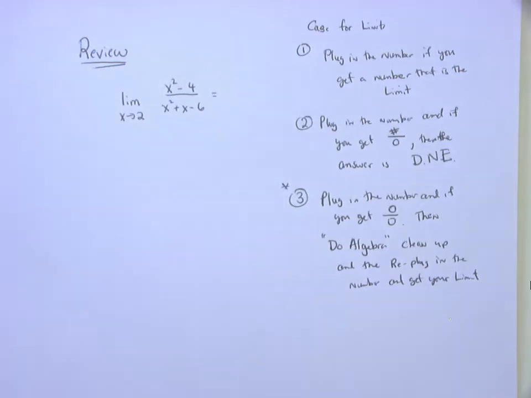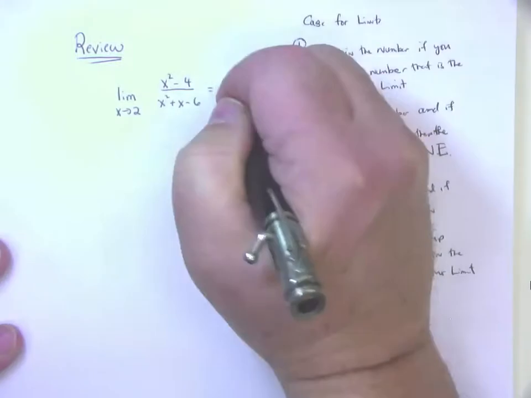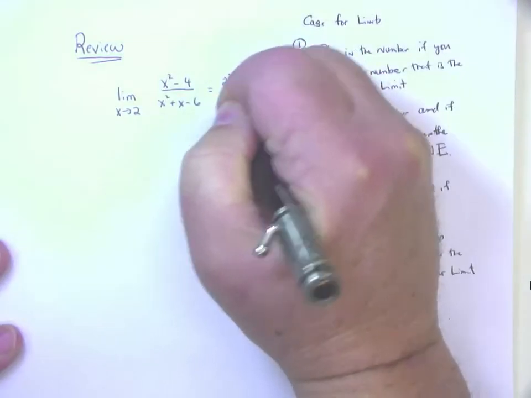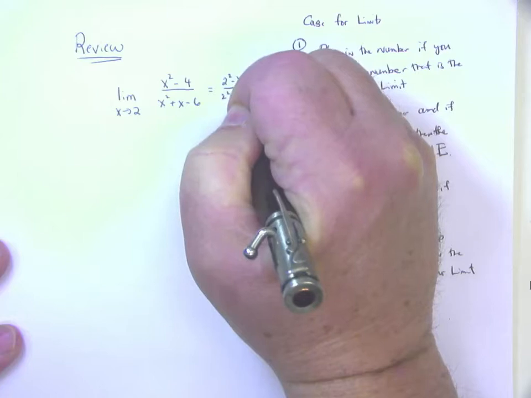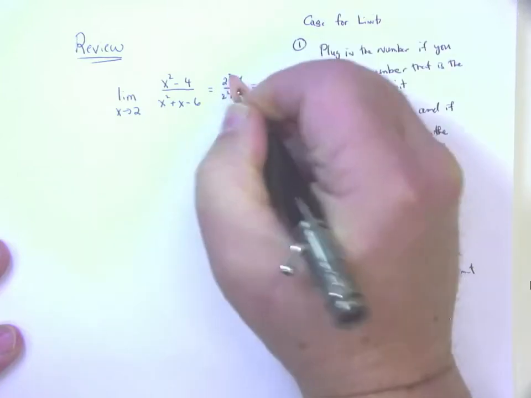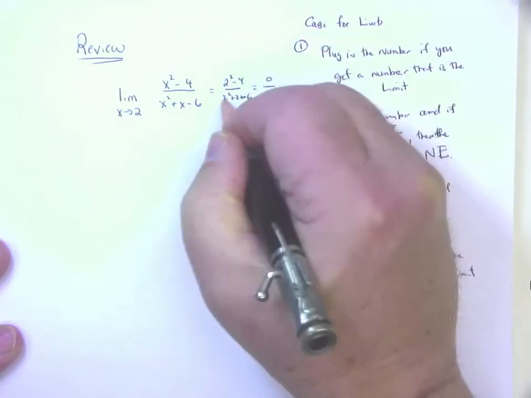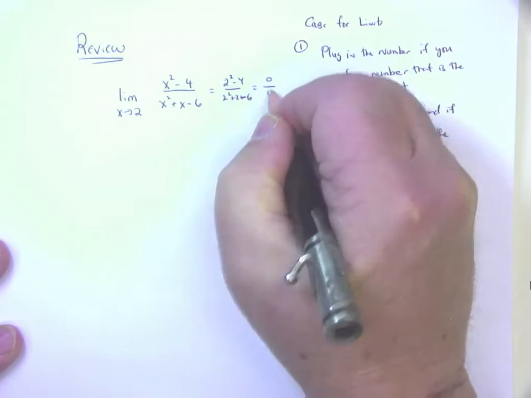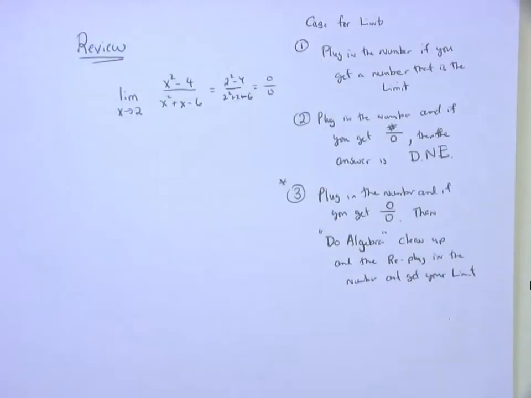When you plug in a number, you don't write limit anymore. You literally just plug in a number. Our limit's going to 2. This will be 2 squared minus 4 over 2 squared plus 2 minus 6. 2 squared is 4, minus 4 is 0. 2 squared is 4, plus 2 is 6, minus 6 is 0. Yep, it's one of them 0 over 0 cases. But notice, when I plug in a number, I don't write limit anymore. So that tells me it's indeterminate form, which means I want to clean this guy up.